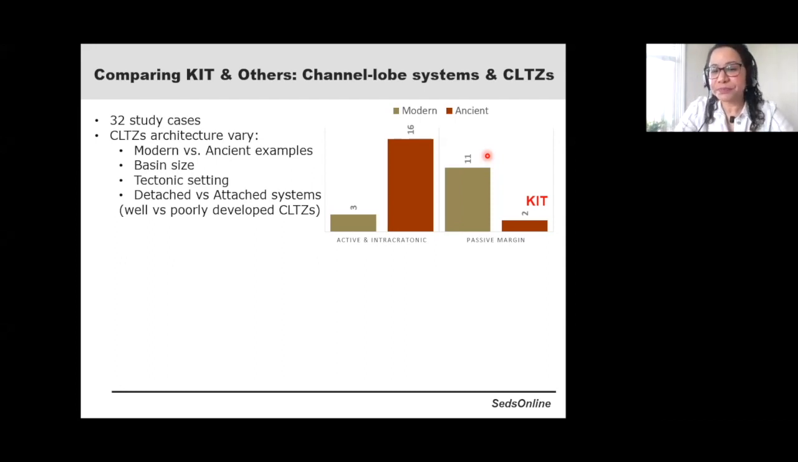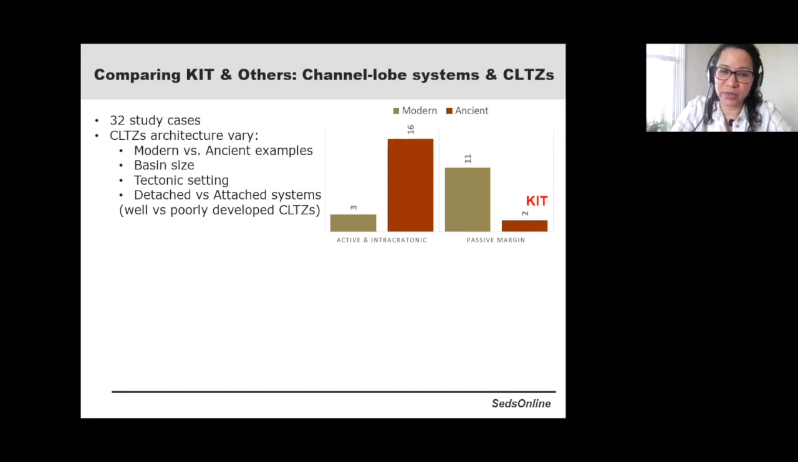Why is this important? Well, because many of the CLTZs in the ancient that have been reported tend to be quite small in size. The ones that have been reported in the modern examples tend to be 20 times larger in comparison with the ones in the ancient examples. So this is important to keep in mind when you are looking at this type of system.